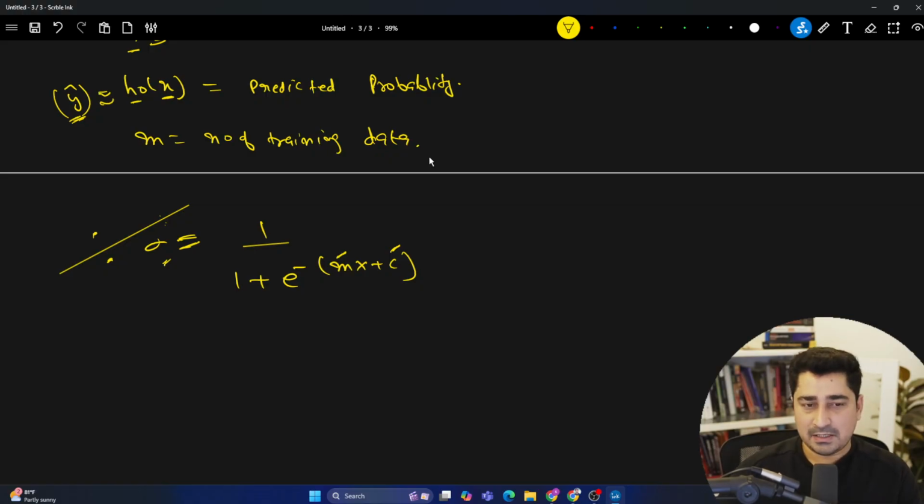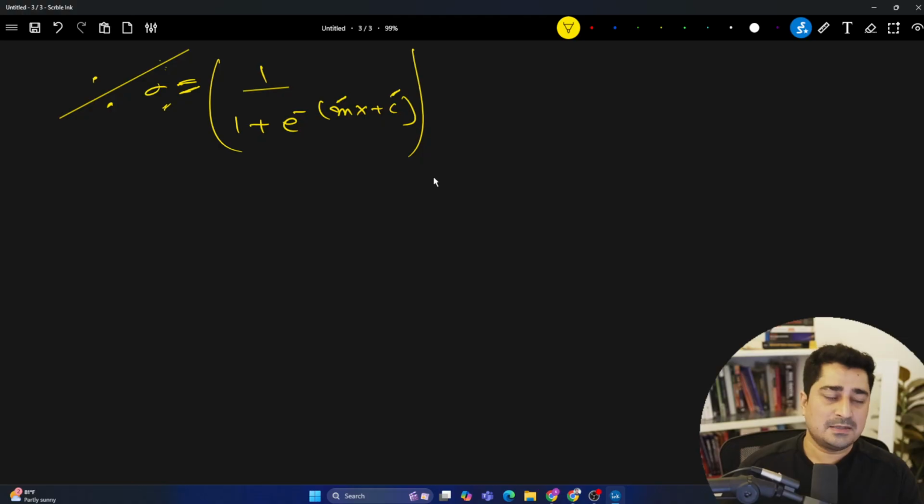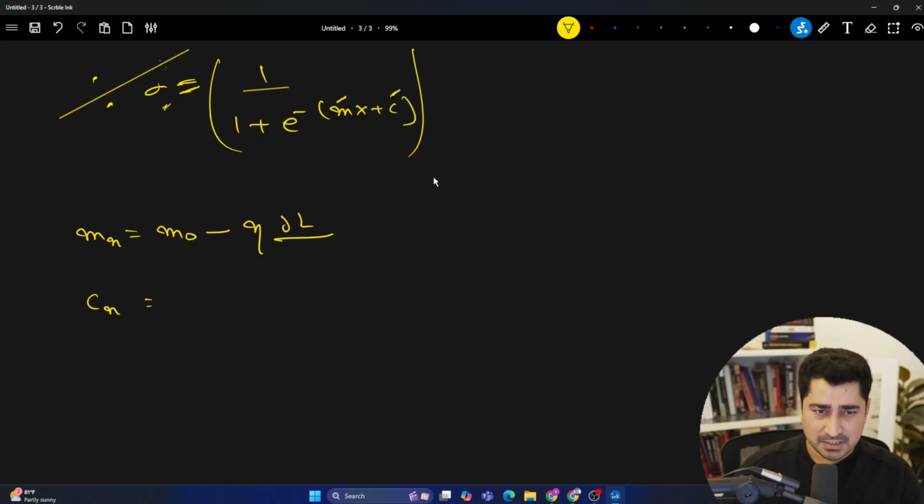Now, we know the equation, the actual equation. We know the loss function. So what are we supposed to adjust? At the end of the day, we are supposed to find a new value of m and a new value of c. This is what we do at the time of training. So the new value of m is nothing but the old value of m minus eta times the derivative of the loss function with respect to m, and the new c is the old c minus eta times the derivative of the loss function with respect to c.